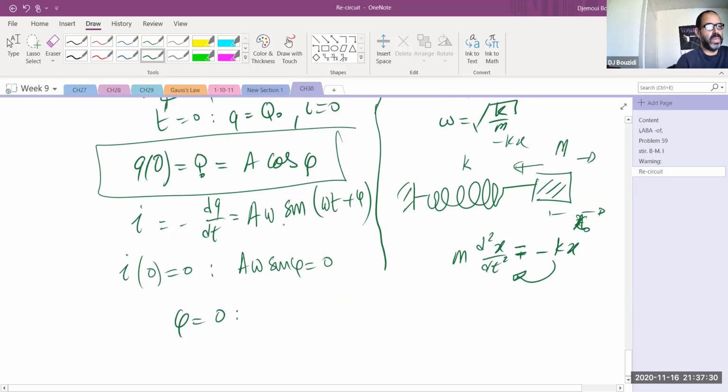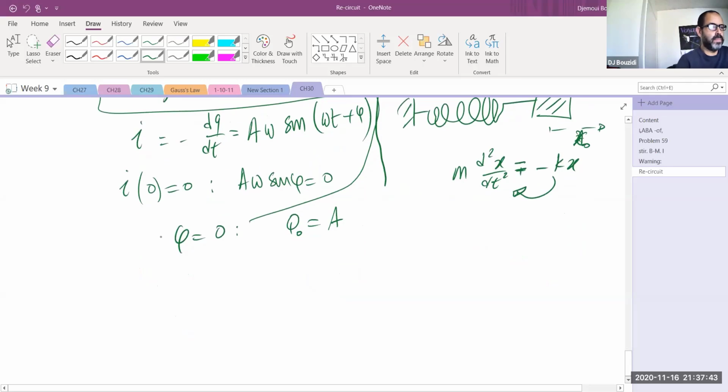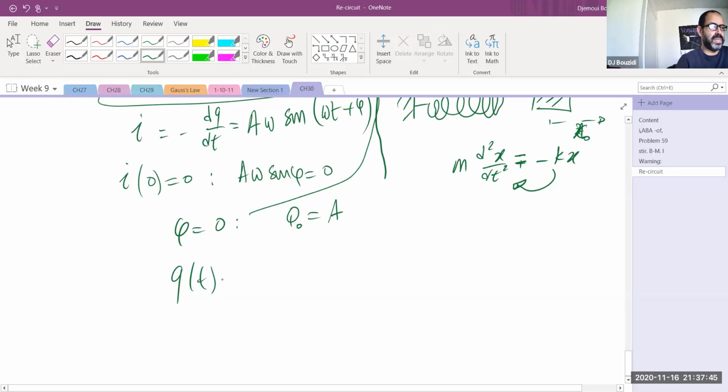So phi is equal to 0. That's one thing. If we sub it in there, that means Q naught is equal to A, because cosine of 0 is 1. So now we have found actually the charge Q at any time t. Being an oscillation, it changes with time in an oscillatory fashion, which is just Q naught times cosine of omega t. And the current I also changes with time in the same fashion. It's actually equal to Q naught times omega times sine of omega t.